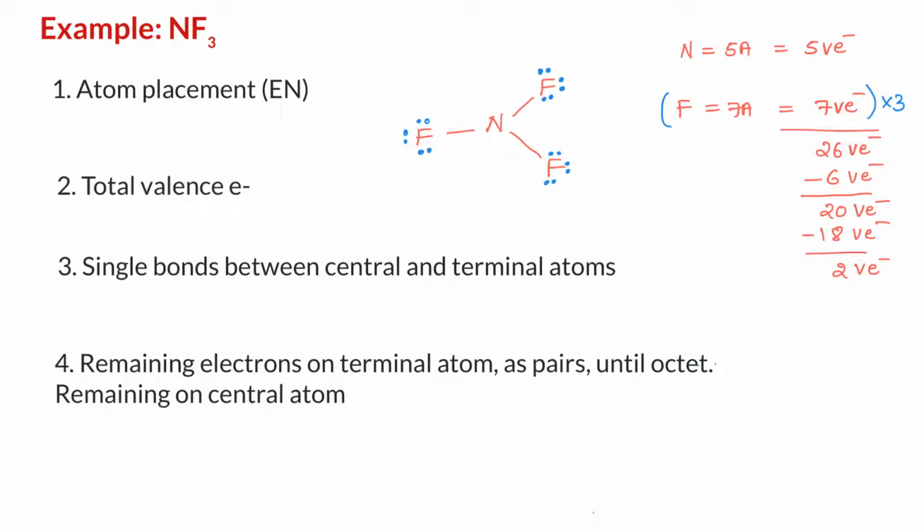I am going to place those 2 valence electrons on the central atom until it becomes an octet electronic configuration. Nitrogen already has 3 bonding pairs, that is 6 valence electrons. So I am going to add the remaining 2 to give it an octet electronic configuration. Now each of the bonded atoms has 8 electrons in its valence shell. Therefore, this is the Lewis dot structure of NF3.